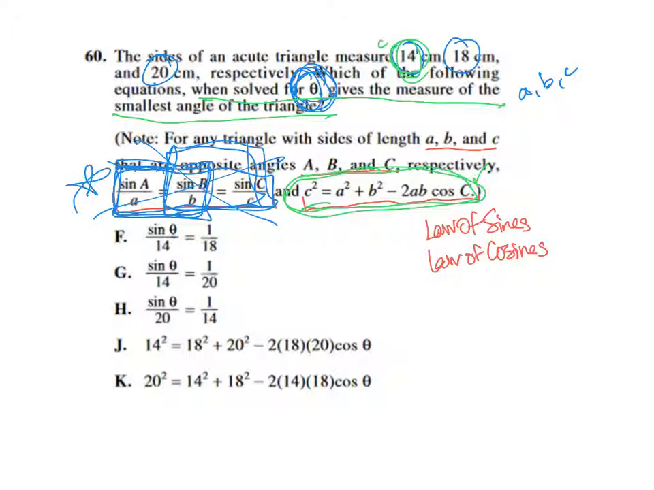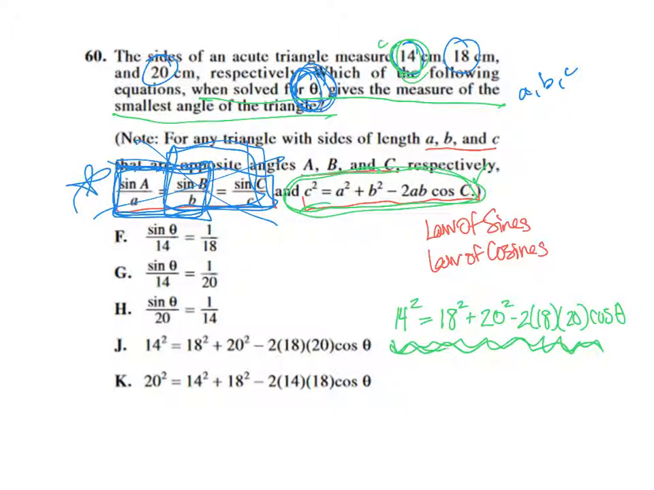If I start filling this out, we'll have 14 squared equals, and then I've got a and b. So a and b are going to be 18 and 20, and it does not matter where you choose to put them. So we'll do 18 squared plus 20 squared, minus 2 times 18 times 20 times cosine of capital C, or cosine of theta in this case. So I actually didn't even need to completely fill this out. As soon as I determined which side needed to be by itself, which is 14, the giveaway would be that the answer is J.